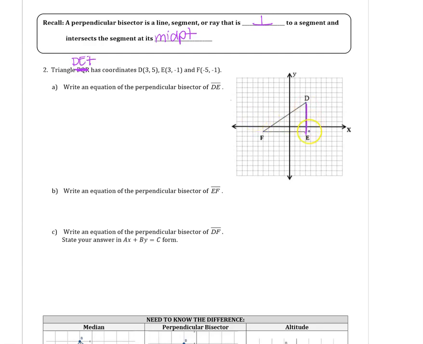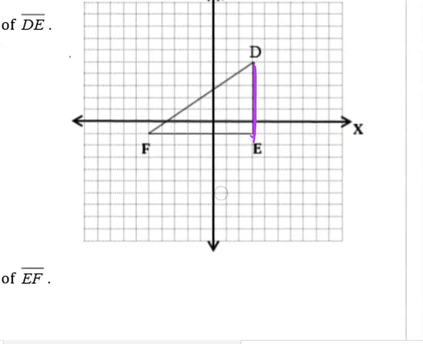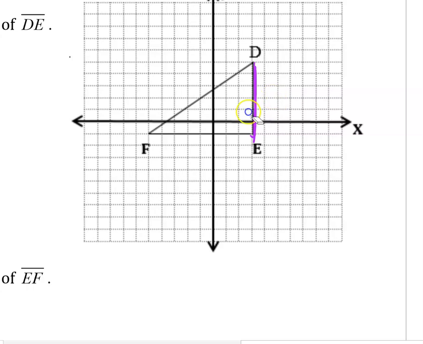Now, you can easily just count on the grid here where our midpoint is. I'm going to zoom in a little bit. 1, 2, 3, 1, 2, 3. Yep, so this is our midpoint. It's located at the point 3, 2. Now, this line, DE, has an undefined slope, excuse me, which means perpendicular to it has a slope of 0, which is a horizontal line.